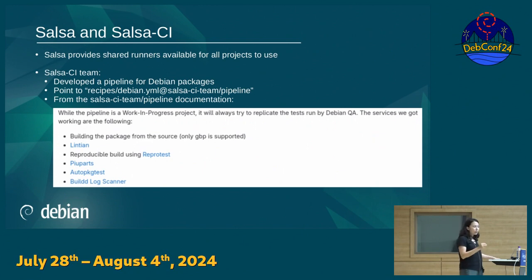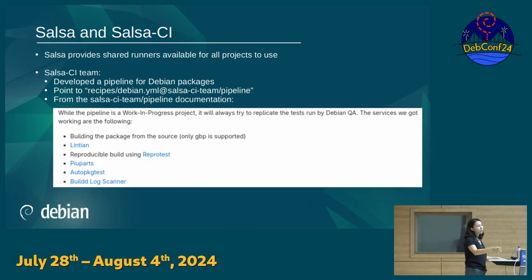And a really nice thing is that the Salsa CI team developed a pipeline for Debian packages that I believe most of you use. So you just go to the configuration and you point that file to that one that we saw in the previous slide.